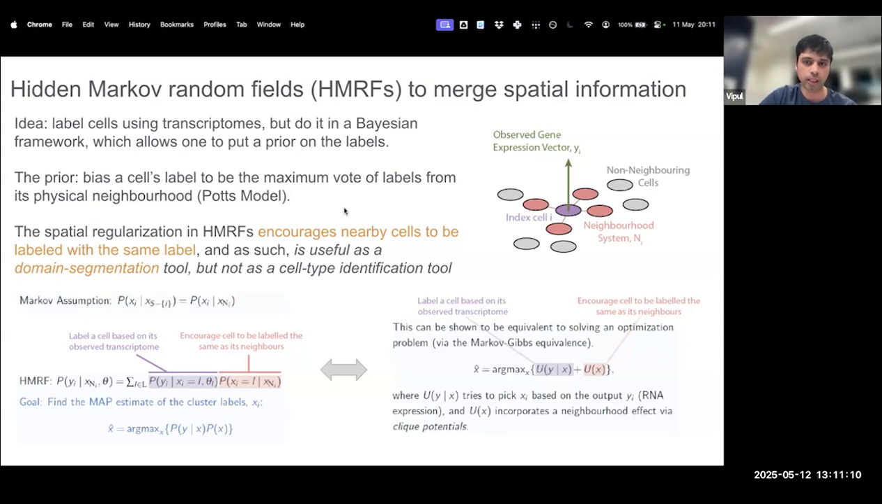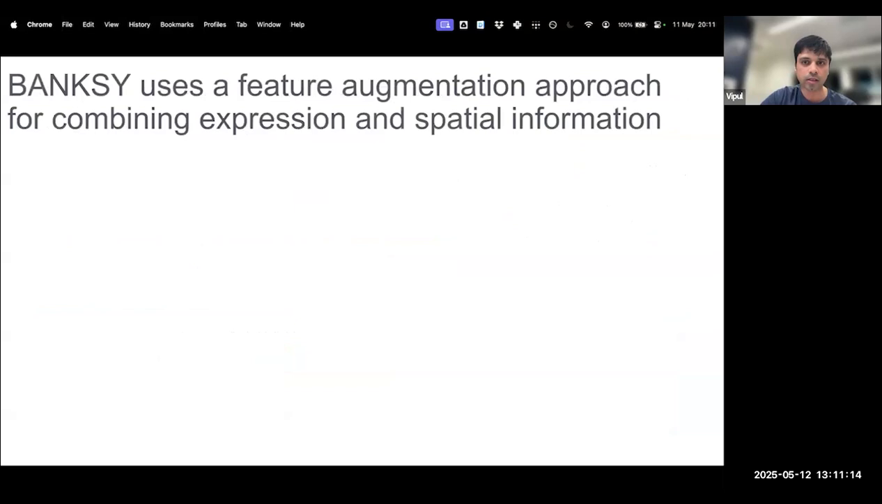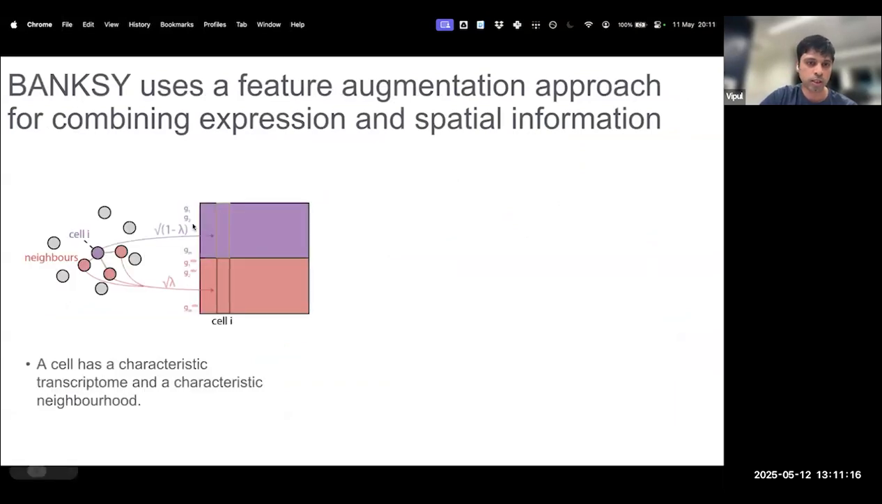We thought, okay, this is too complicated. We want to do something simpler, or can we do something simpler? And so we said, okay, each cell has a measured transcriptome. Can we just reduce the problem of incorporating spatial information into the clustering problem, into the labeling problem, to a previously solved problem, which is just regular graph-based clustering?